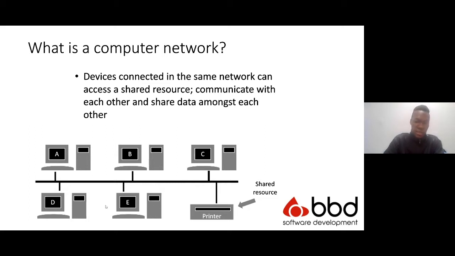As you can see here, for example, A is able to communicate with B. It's also able to communicate with devices C, E, and D, as well as the printer. And they're also able to share data amongst each other. So you can have A sharing data with E, D sharing data with C, and all this is possible because of this communication channel that exists here.